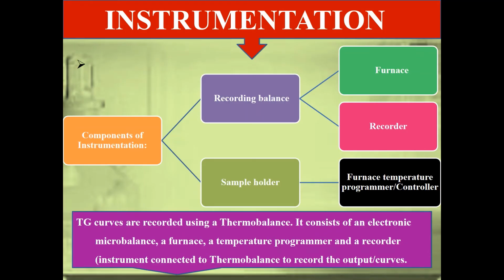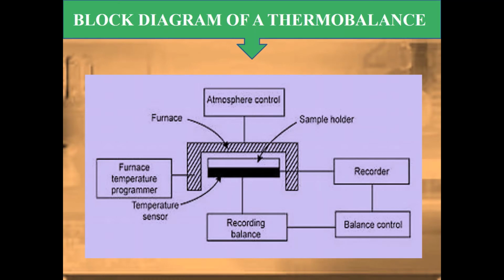Instrumentation. It relies on the components of the instrumentation, that is the recording balance, furnace, sample holder, furnace temperature, and programmer controller. TG curves are recorded using a thermobalance. It consists of an electronic microbalance, a furnace, a temperature programmer, and a recorder, an instrument connected to the thermobalance to record the output, that is the curve. This is the block diagram of a thermobalance.